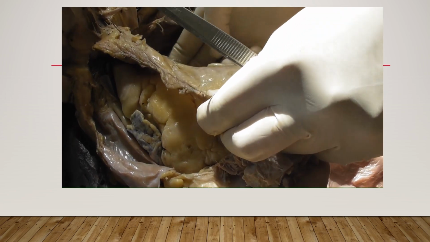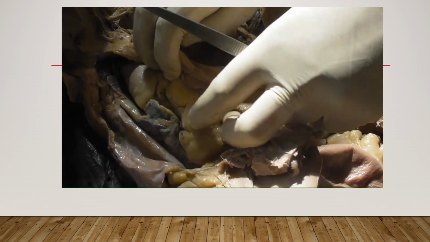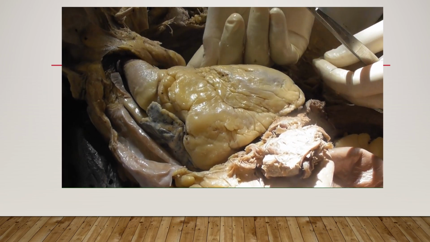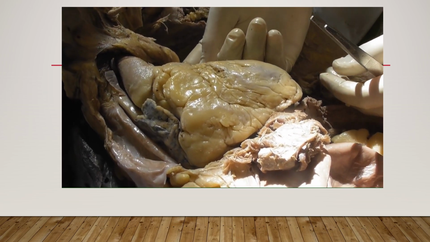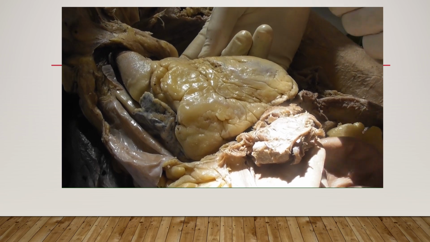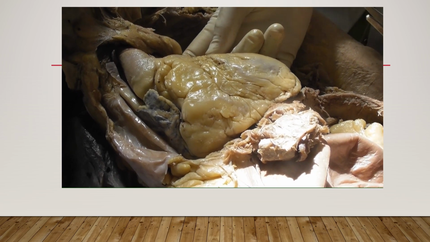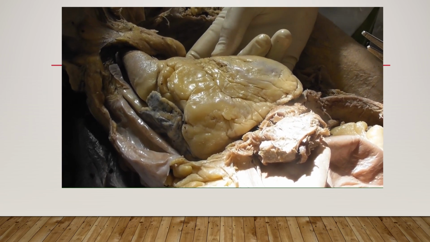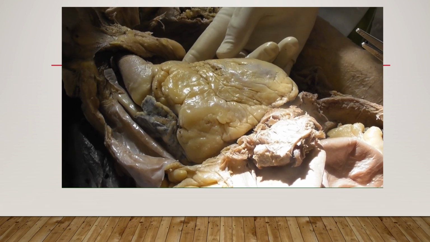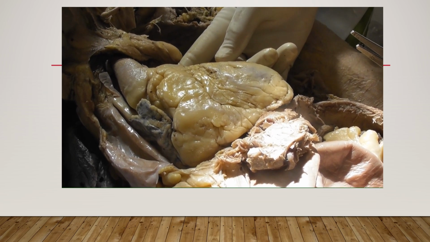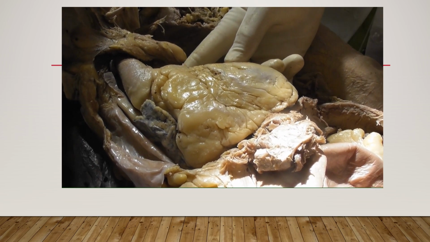Now on the posterior surface of the heart, we have the another sinus of the pericardium, that is called as the oblique sinus. It is located behind the base or the posterior surface of heart, and it allows the distension of left atrium of the heart when the blood returns from the lungs to the heart.